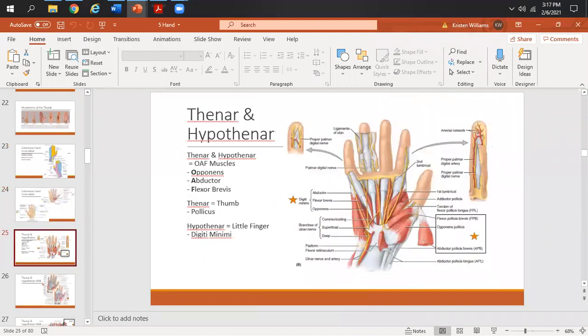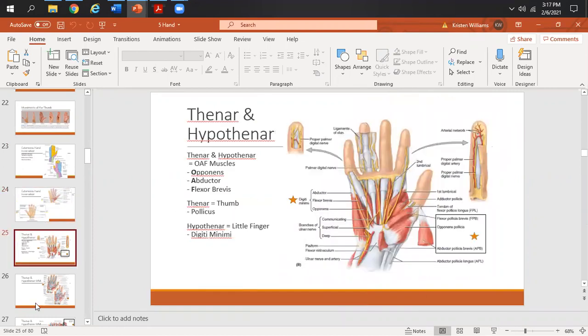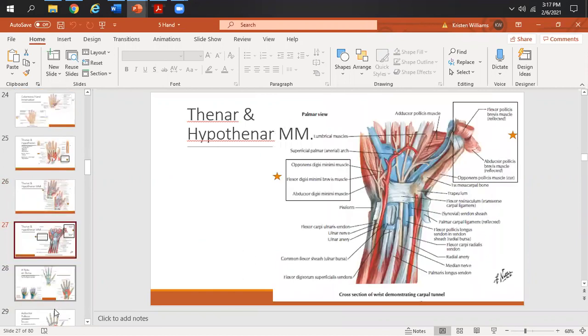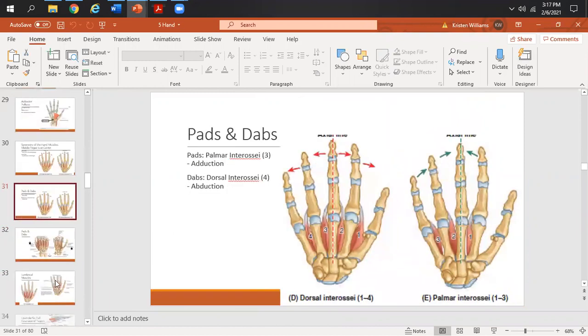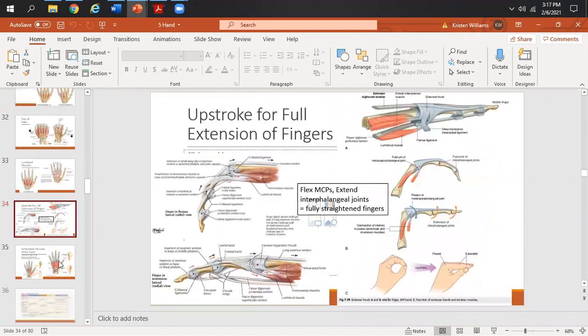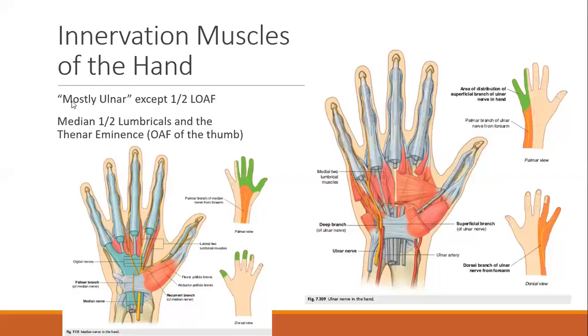Okay, that's cutaneous innervation. When it comes to innervation in the hand, I like to use the mnemonic 1/2 loaf. That's how you remember what is innervated by what. The muscles in the hand are mostly innervated by ulnar nerve, except for 1/2 loaf.